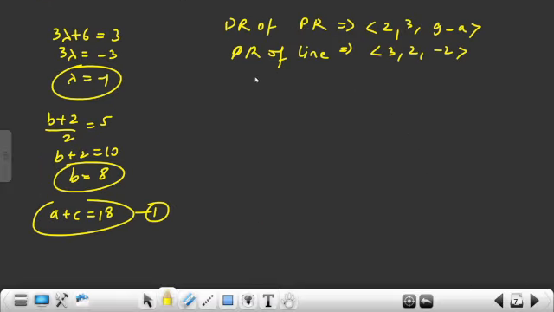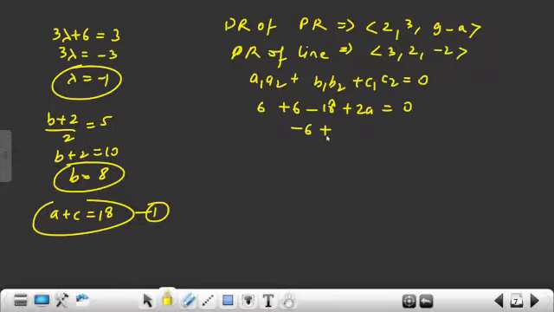Now, what is the concept? That a1 a2 plus b1 b2 plus c1 c2 equals 0 when two lines are perpendicular in 3D. Now, 3 2s are 6, plus 6, minus 18 plus 2a is equal to 0. So, 12 minus 18 is how much? Minus 6 plus 2a. A value is how much we are getting? 3. Right? If a is 3, what about c? We can say c is 15.